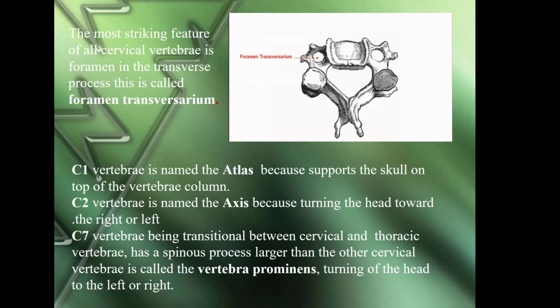We have also a characteristic vertebra, the C7 vertebra, being a transition between the cervical and the thoracic vertebrae. It has a spinous process larger than the other cervical vertebrae. It is called the vertebral prominence. You can just put your fingers on the back of your neck. You will feel it at the lowest part of the back of the neck.